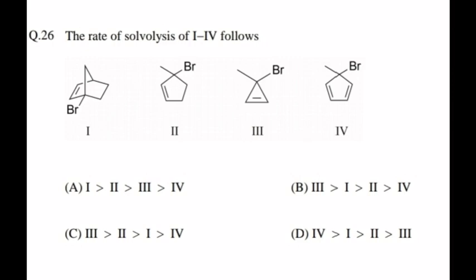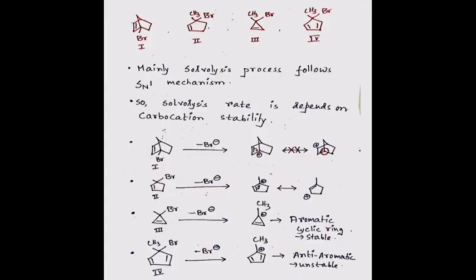In this question they asked what is the exact rate of solvolysis, from compound 1 to 4. So out of these 4 compounds, which shows the highest rate for the solvolysis process and which shows the least. Out of these 4 options, one option is the correct one. So let's move into the answer.